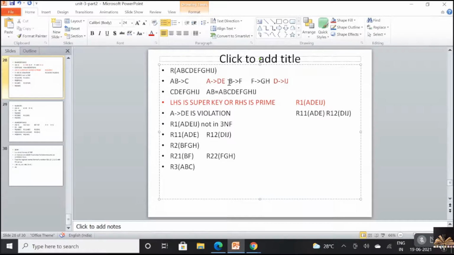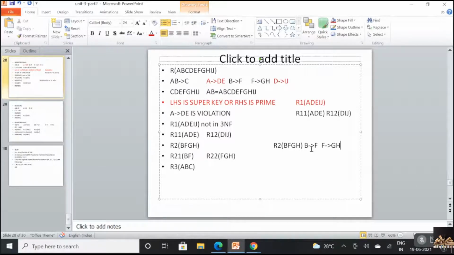Now looking at the other one, B implies F. Is B a super key? No. Is F a prime attribute? No. So this is also a violation of 3NF. I'm working with a table called R2. In R2, I put BF. Now B implies F and F is giving me GH, so I can write GH also. The two FDs present here are B implies F and F implies GH.